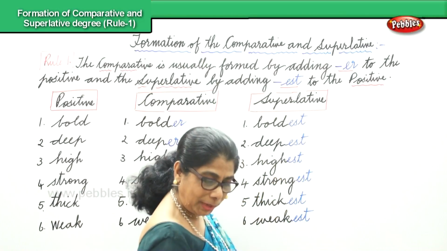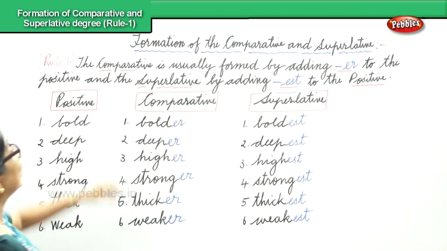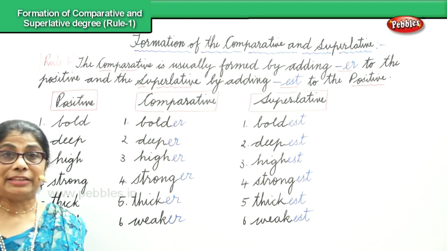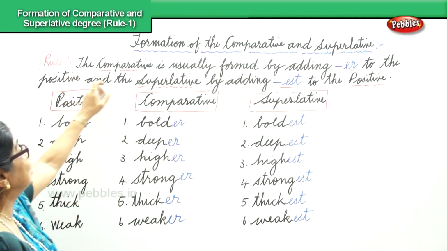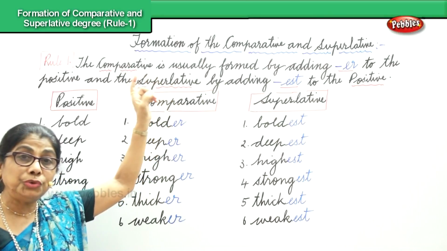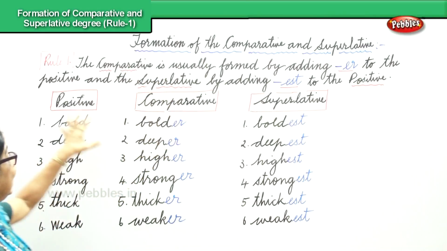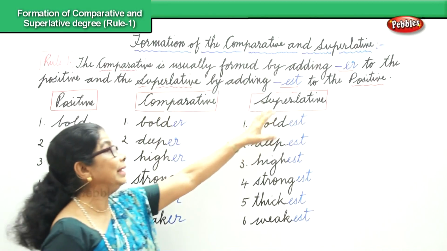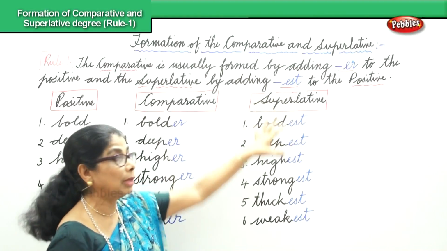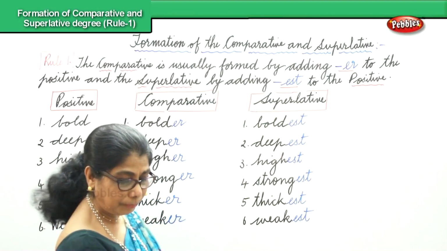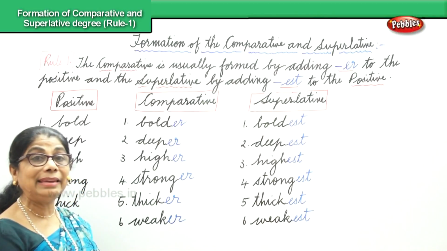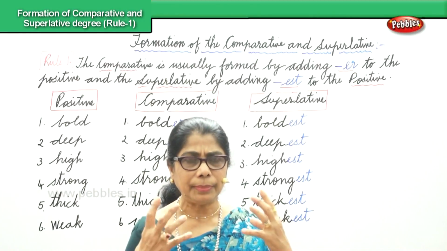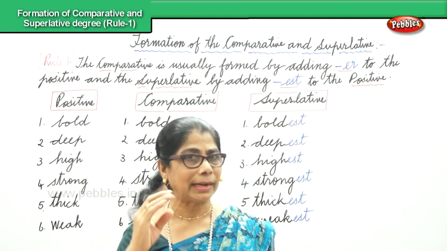Now here, we have formed, we said, the formation of the comparative and the superlative degree of adjective. That's what we are doing. And the rule number 1 says, comparative is usually formed by adding er to the positive, and superlative is formed by adding est to the positive. And that's what we have done. Let's read it aloud, because when you read and you stress, then you remember, oh, sounds correct.